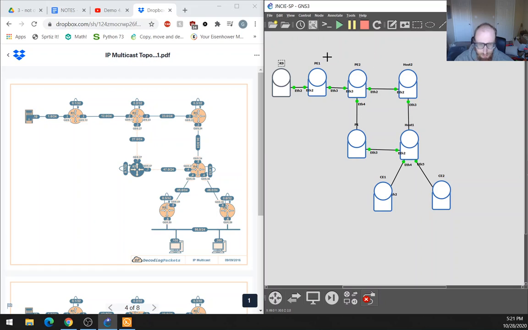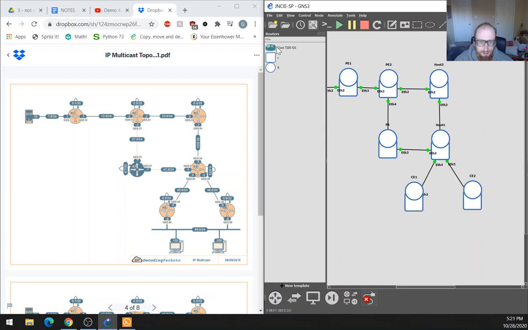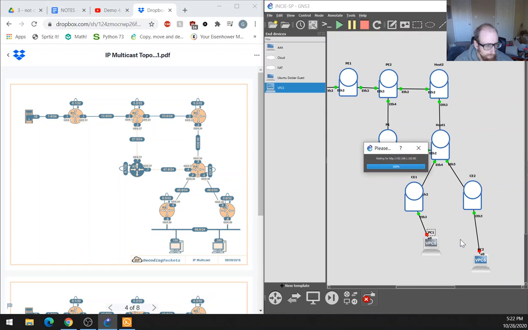Okay, and it looks like we've got two just hosts. So for that, I think I can just use, yeah, this VPCS host. Two of them. Alright, that looks good to me.